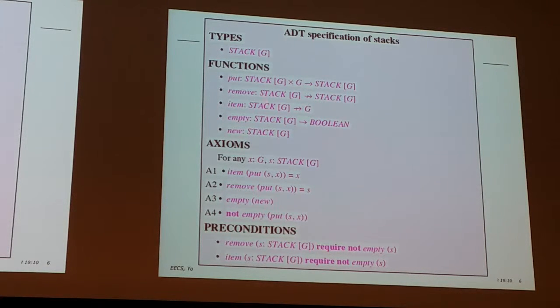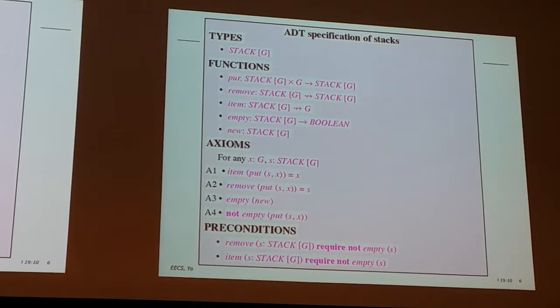And how does this actually relate to the object orientation we have, let's say in Java or Python? How does this relate to that? A keyword to know is encapsulation. As I said before, for example, for the put function here, you can see in the domain we have a stack. In the range, we also have a stack. You can think of the stack here as the stack before the put operation takes effect, and the stack over here as the stack after the put operation takes effect.